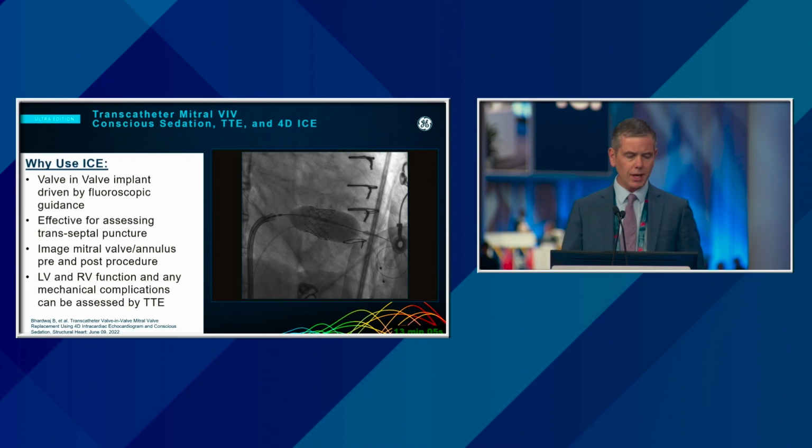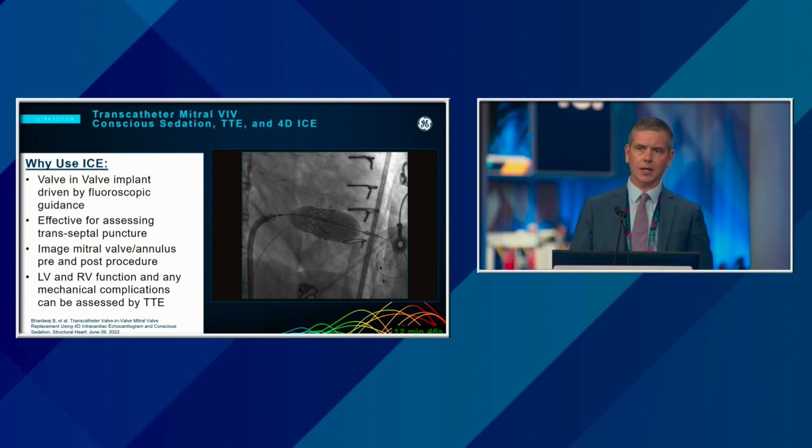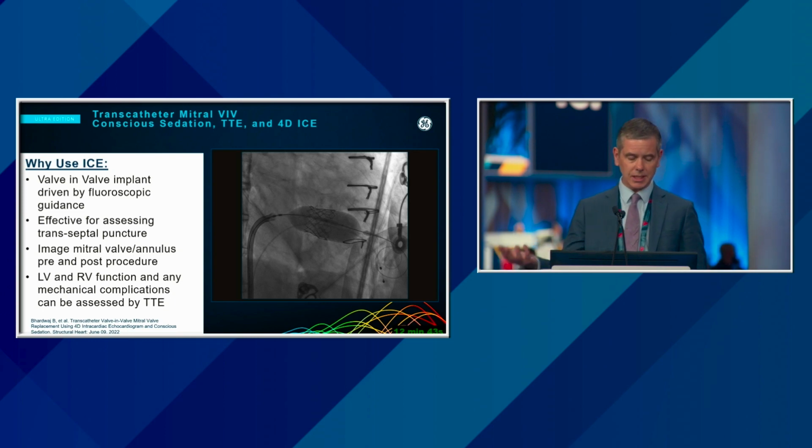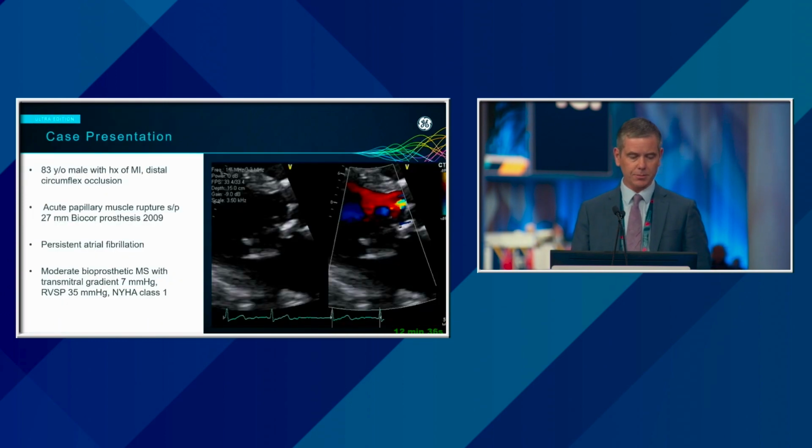So first of all, why use ICE in a valve-in-valve procedure? Well, really the valve-in-valve procedure is driven by a fluoroscopic implant. Again, you can use the ICE to guide your transseptal. You can image the mitral valve annulus both pre and post-procedure with ICE imaging. And if there are any complications, it can be converted to TEE, but you can assess RV and LV function with either ICE or transthoracic before and after the procedure.